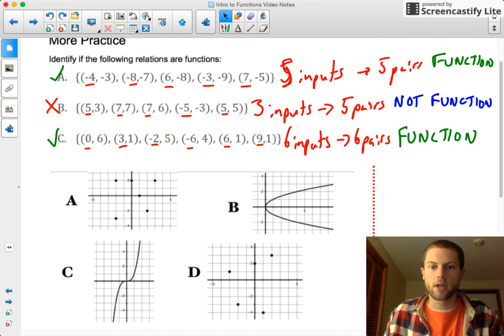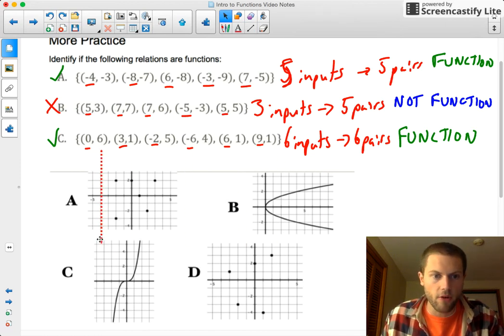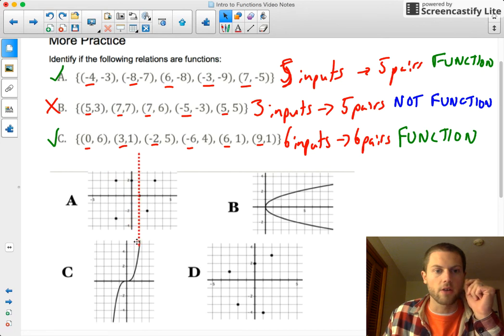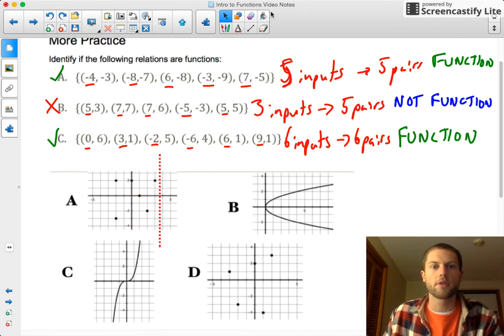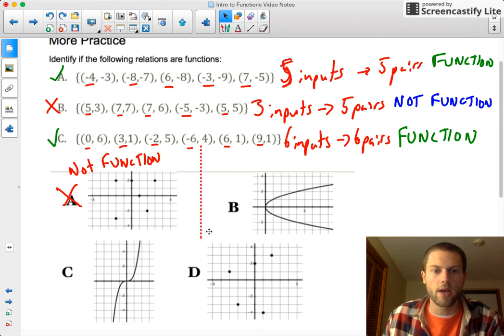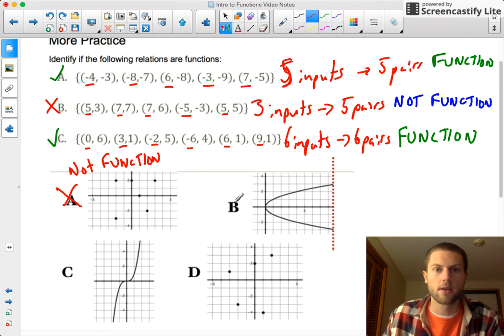All right, so let's take a look at letter A. First, if I were to drag my vertical line across, I'm looking for 2 intersections. Oh, there's 2 right there. So immediately I know that this is not going to be a function since I have 2 intersections with my vertical line. So this is not a function. All right, let's take a look at letter B. If I take my vertical line here and I drag this across, I already see 2 intersections with my vertical line, and I only want to have 1. So once again, this is not a function.